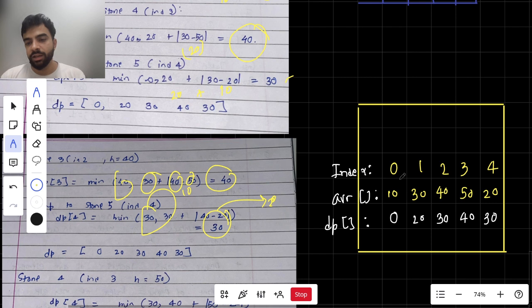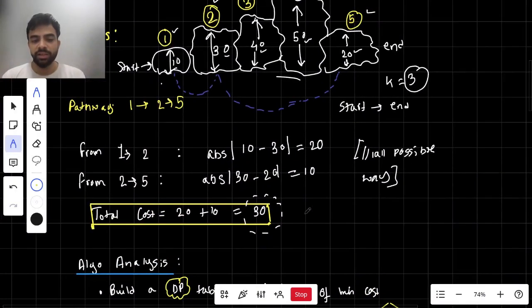Okay, so as you can see, we have the indices. This was the initial array, and our final array has the value 30. 30 is nothing but our last position. So this 30 is saying that if we start from this particular 10 to 20, we will only have a total cost of 30.